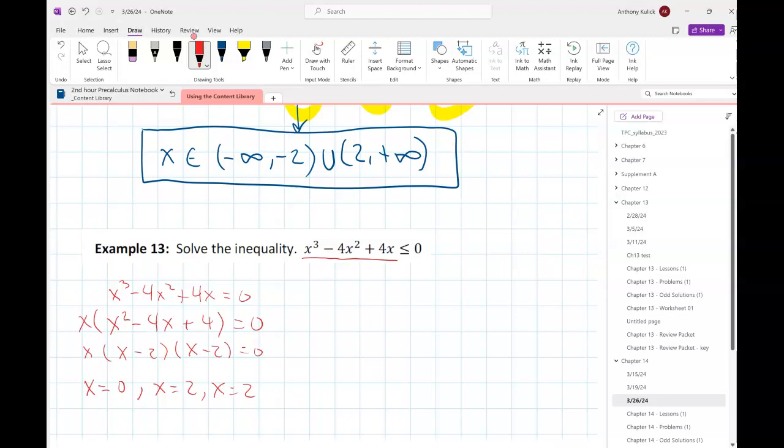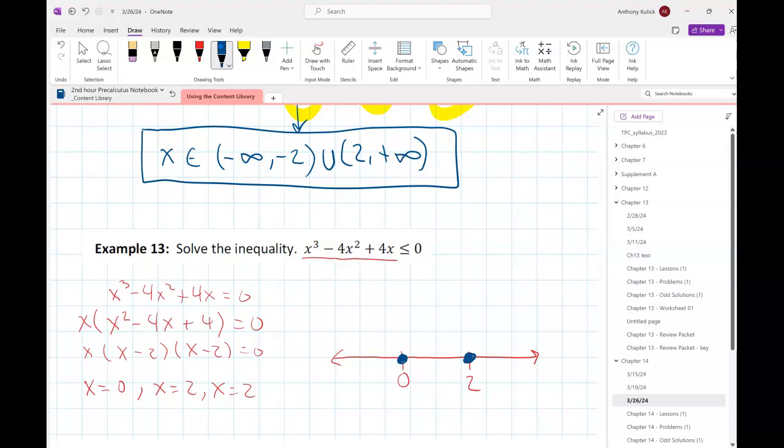Just once is enough. Okay, so I'm going to draw my number line. On my number line, I'm going to have 0 and 2. Now, if I plug 0 in for x, I'm going to get 0, and that is less than or equal to 0, right? So here I'm going to use a filled-in circle. If I plug 2 in to my polynomial, I'm going to get 0, and 0 is less than or equal to 0. So again, I'm going to put a filled circle there as well.